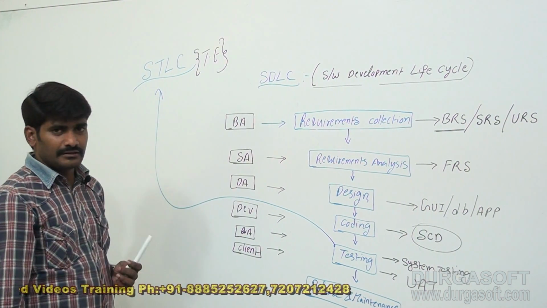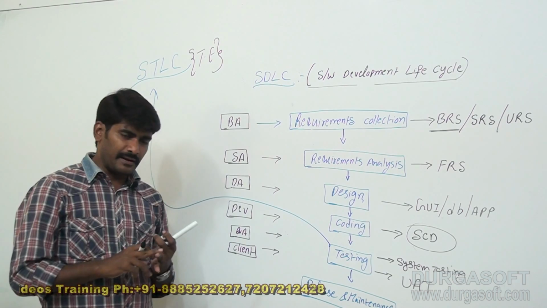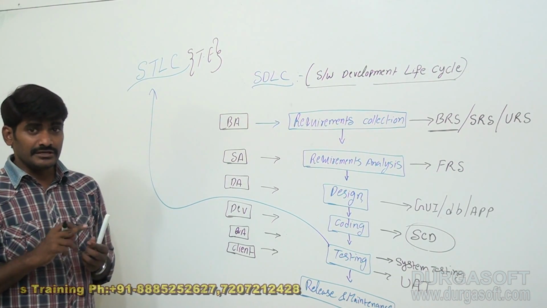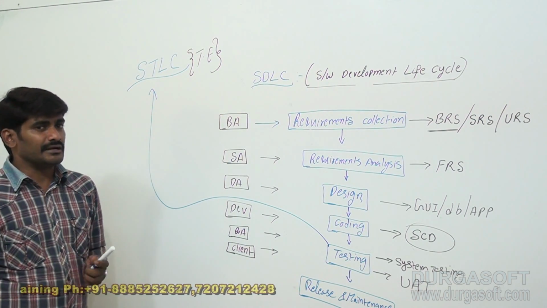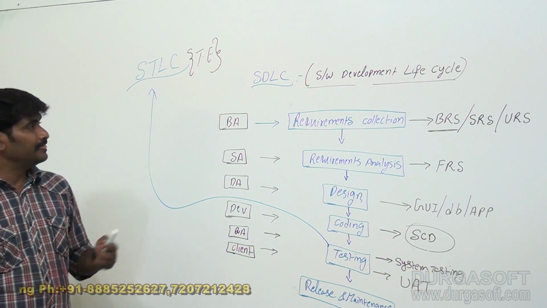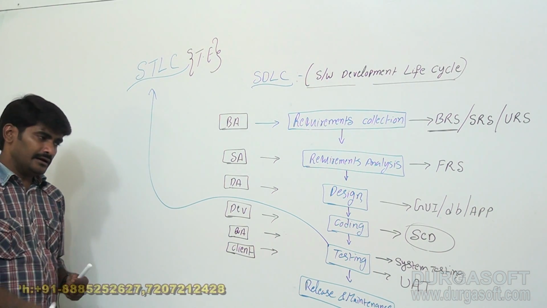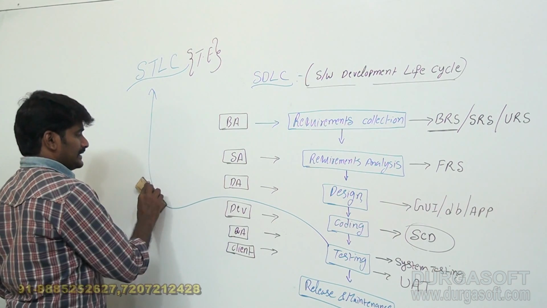There are some phases: test initiation, test planning, test case design, test execution, defect reporting and test closure. These are all the phases in STLC. Later on we will discuss these STLC phases.